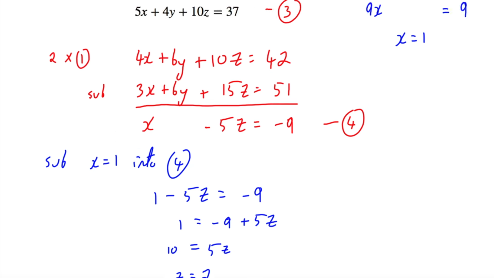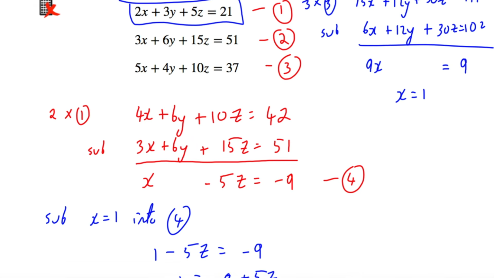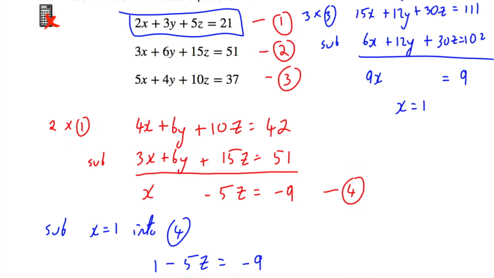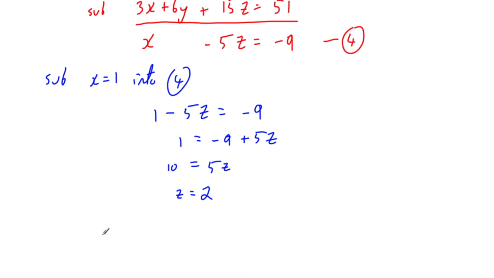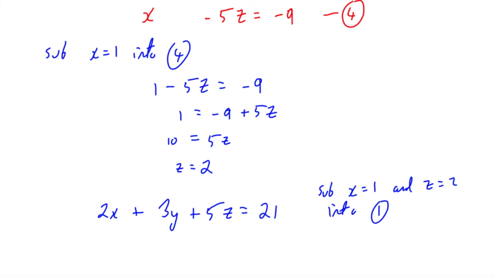Okay, now let's find out what y is. So let's go back up here and look at equation 1. So equation 1 is 2x plus 3y plus 5z equals 21. So let's substitute in x equals 1 and z equals 2 into that equation. So let's write down what that equation is here again. So we've got 2x plus 3y plus 5z, and that's equal to 21. And we're going to sub x equals 1 and z equals 2 into equation 1, and let's see what that gives us.